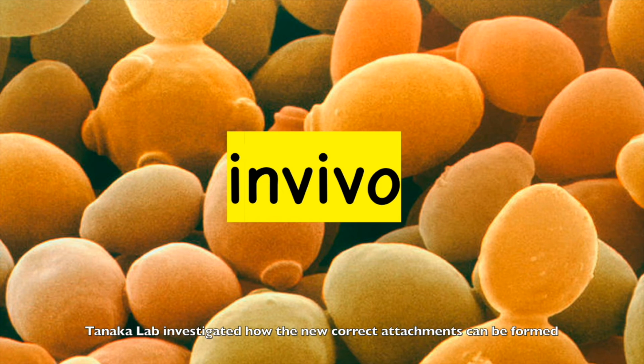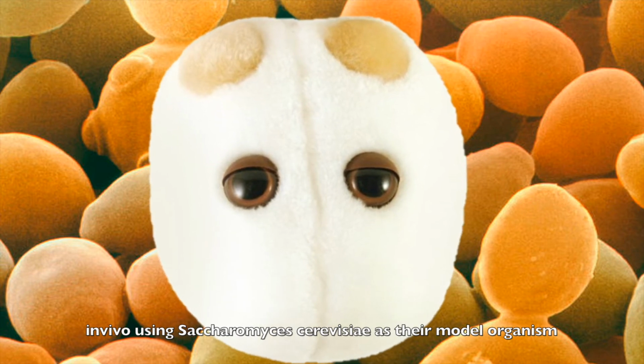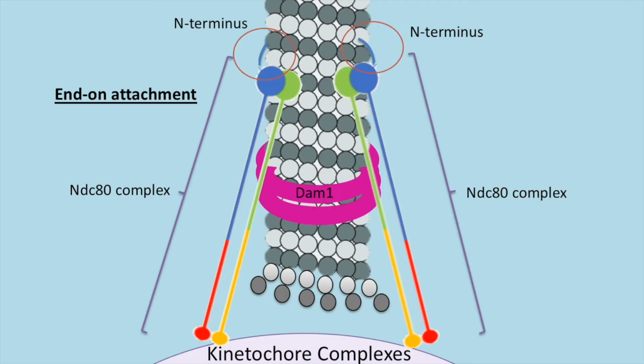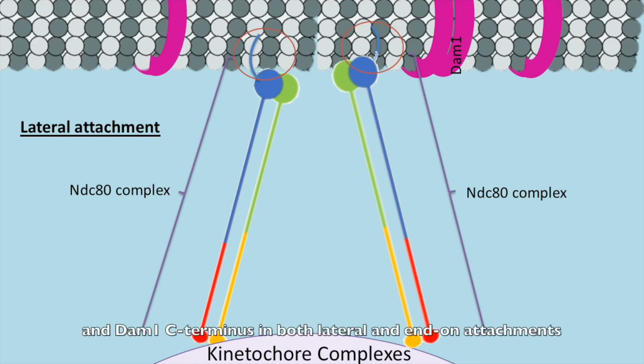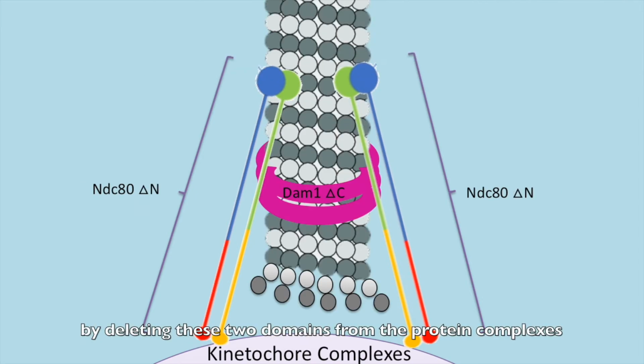Tanaka Lab investigated how the new correct attachments can be formed despite the presence of Aurora B kinase in vivo, using Saccharomyces cerevisiae as their model organism. They investigated the importance of the NDC80 N-terminus and DAM1 C-terminus domains in both lateral and end-on attachments by deleting those two domains from their protein complexes.